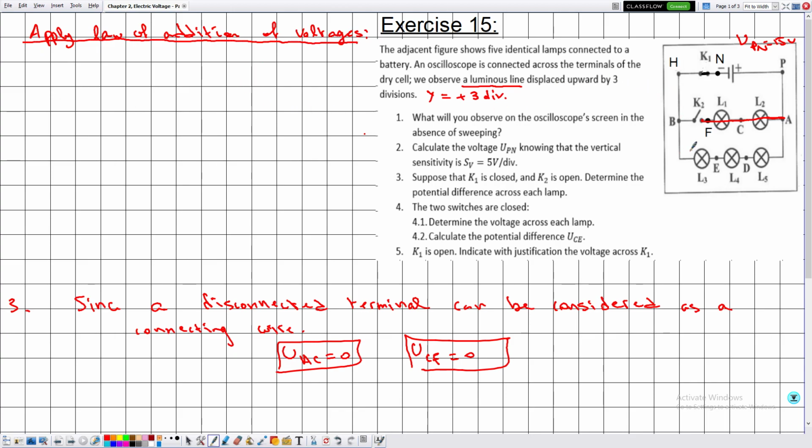So for the identical lamps, let's first calculate the voltage UAB. So how do you apply this law? Always on the left we write the voltage that you are interested in calculating, which is UAB. And on the other side of this equation, we'll go from A to B across different electric components. So let's say UAP plus UPN plus UNH plus UHB. And in this case, UAP is equal to 0, and the reason is given by a connecting wire.